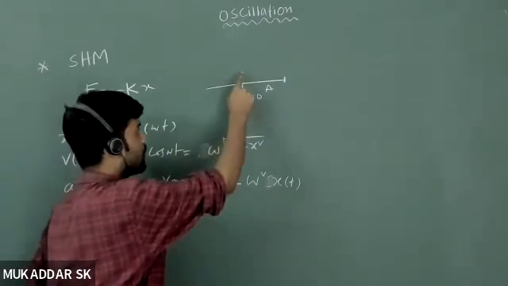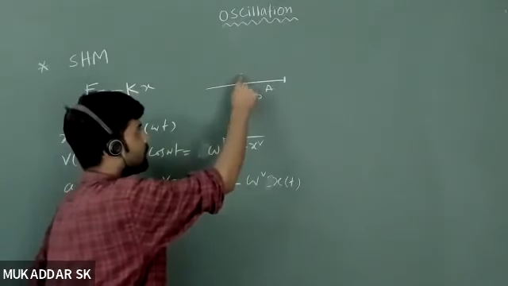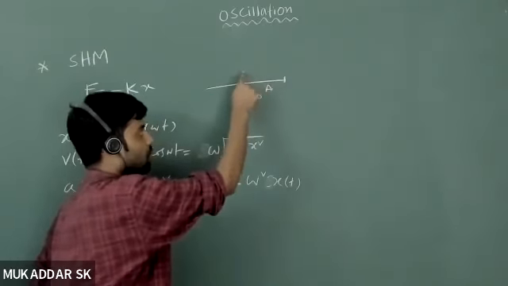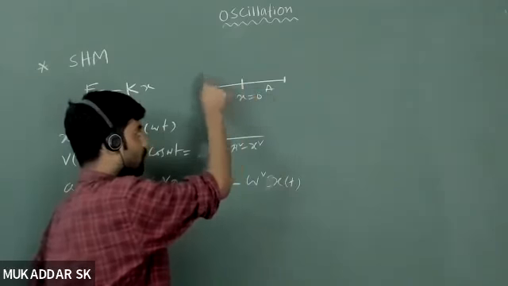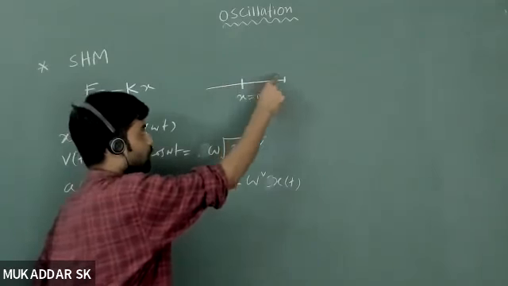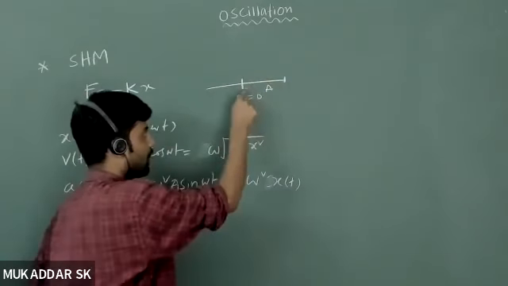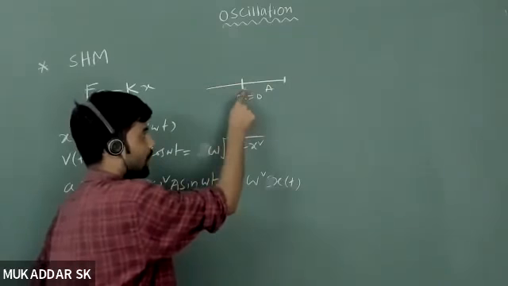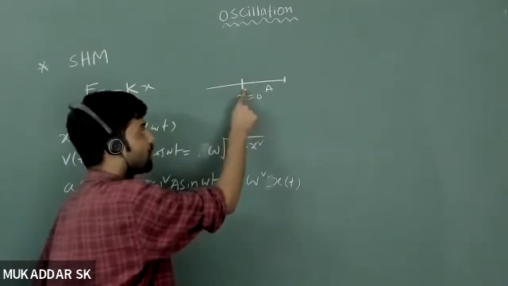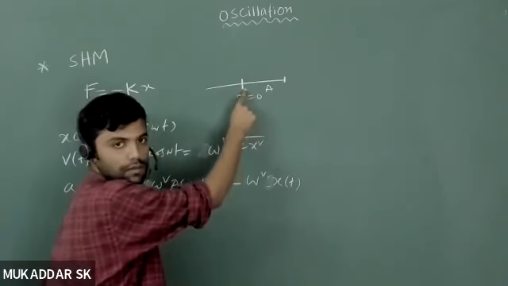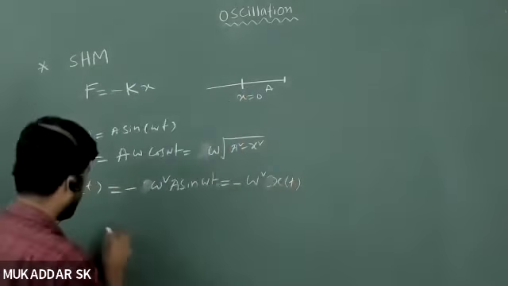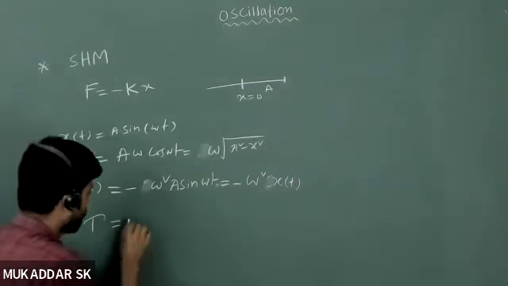So let us first define what a time period actually is. Time period means one complete oscillation. Let us assume your oscillator is at x equals 0. It will go to the extreme position, then come to the mean position, go to the negative extreme position, and come back to your mean position. This is one complete oscillation. The time required for one complete oscillation is known as the time period, and that is defined by capital T.